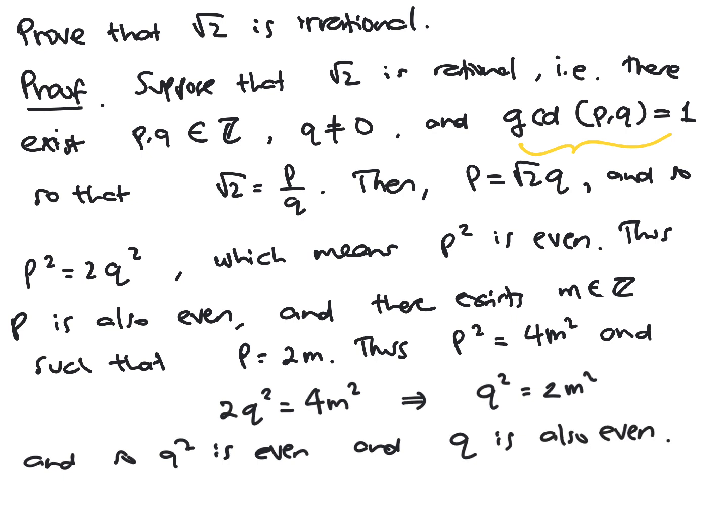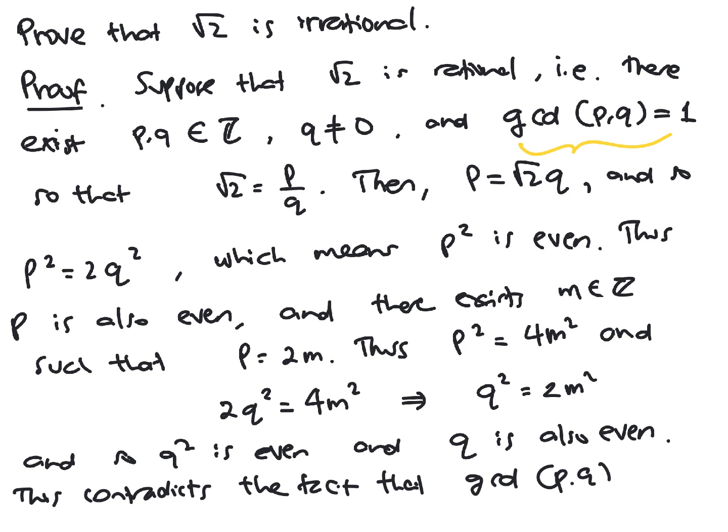right? But remember that we assume the greatest common divisor of P and Q is equal to 1. So it cannot be the case that both P is even and Q is even, right? So this contradicts the fact that the greatest common divisor of P and Q is 1, and so root 2 is irrational. And we are done.